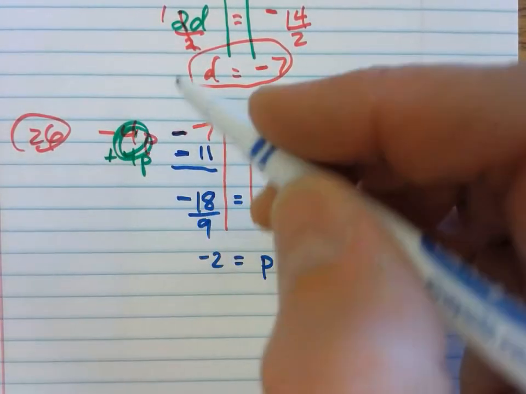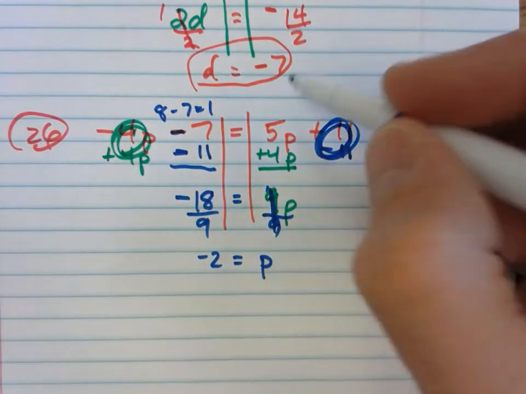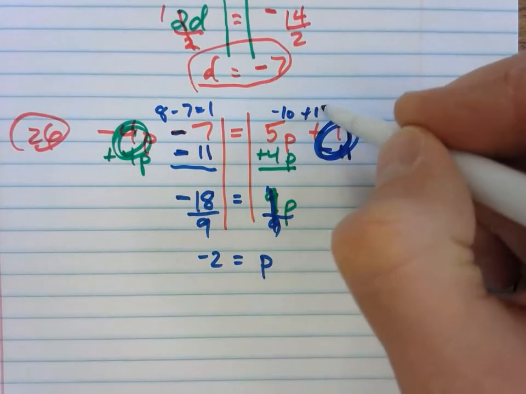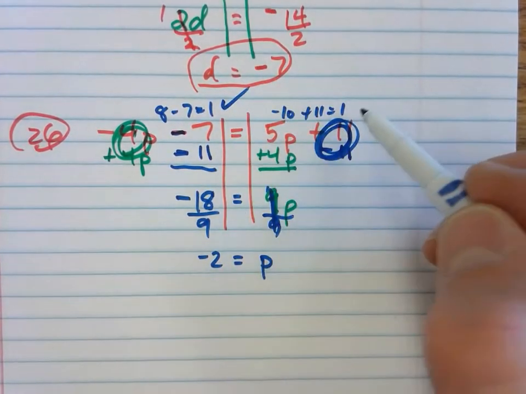Negative times negative there would give you positive. 8 minus 7 would give you 1. And that would give you negative 10 there plus 11, which also gives you 1. So you got 1 and 1, and that's a checkity check.